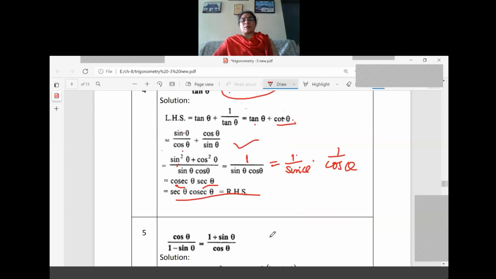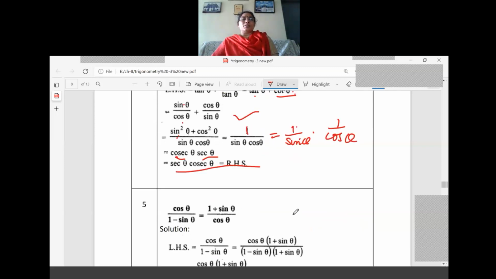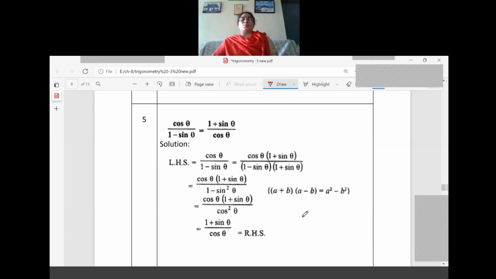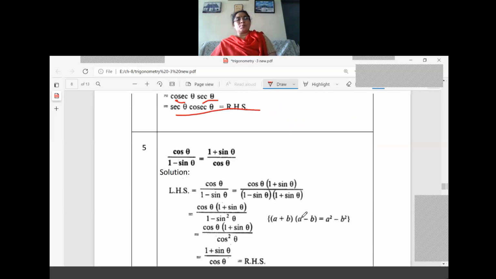Let us see one more example here. Prove that cos theta divided by 1 minus sine theta equals 1 plus sine theta divided by cos theta. Again, we should prove these things only. So again, LHS we take cos theta divided by 1 minus sine theta. Here you can see that 1 plus sine theta should come in the numerator. So we are multiplying and dividing with 1 plus sine theta only.